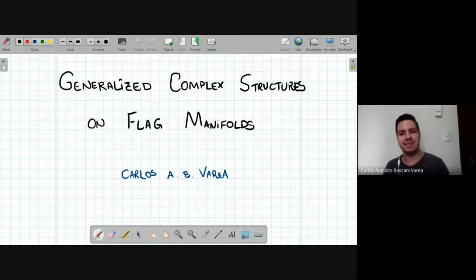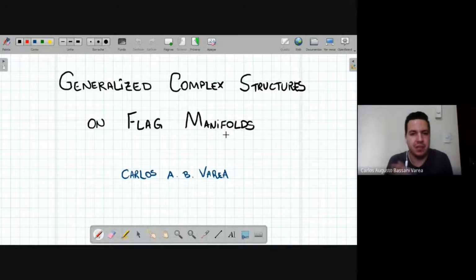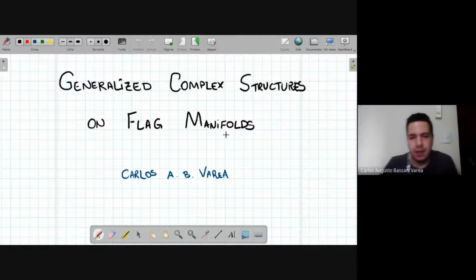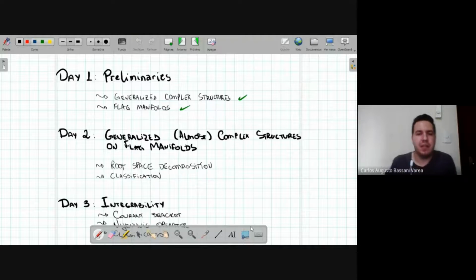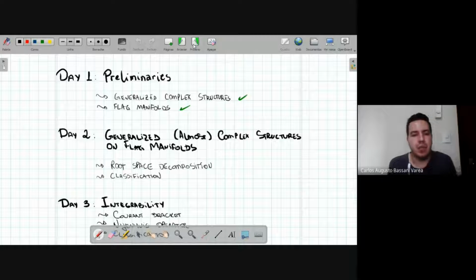Hello, everyone. Today we will continue with our mini course about generalized complex structures on flag manifolds. In the first day, we saw some preliminary concepts. More specifically, we saw the first definitions of generalized complex structures and some results. And we also fixed some notations and defined what is a flag manifold.